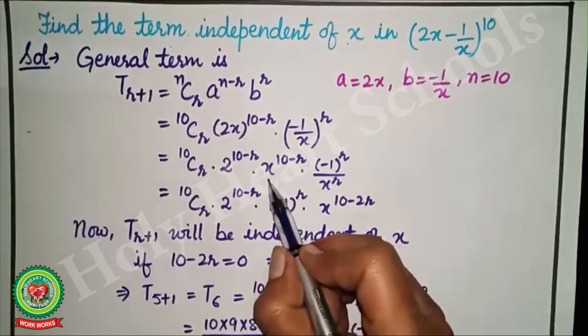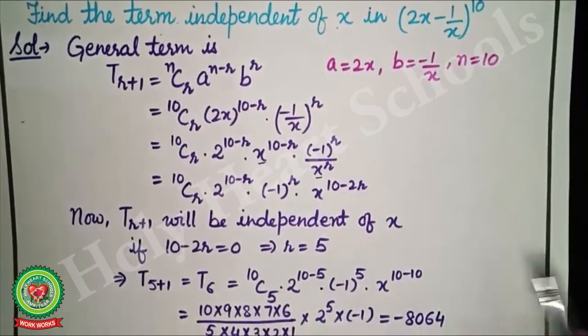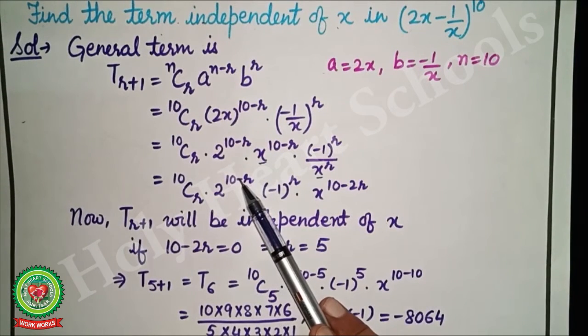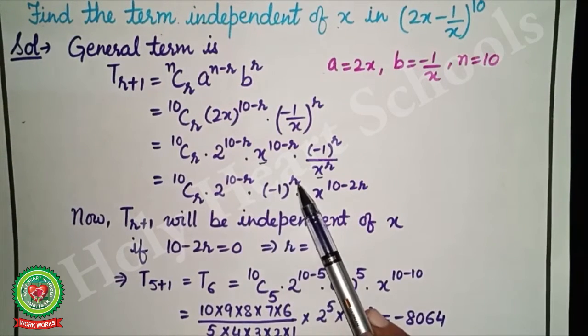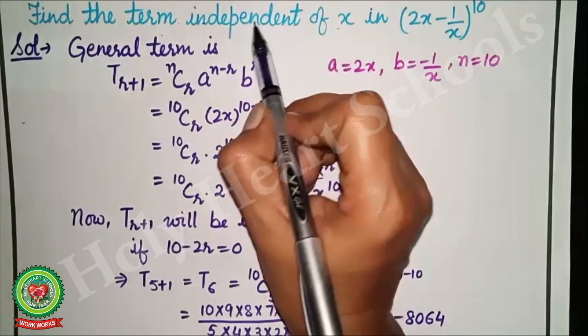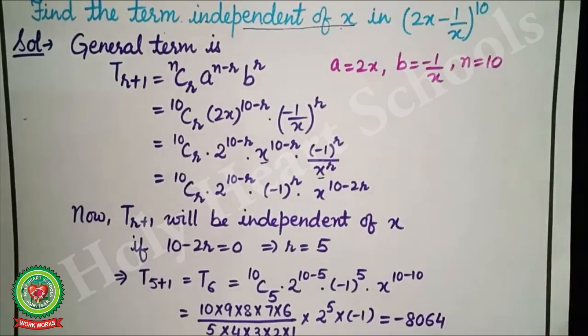Again, we are having two terms with the same base. So combine their powers, we will get 10Cr into 2^(10-r) into (-1)^r into x^(10-2r). Now, the meaning of the term independent of x means no x should be there. It means we are having x^0. Only then x can be eliminated.